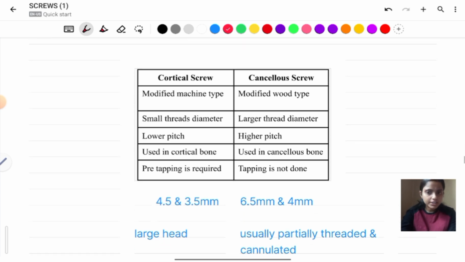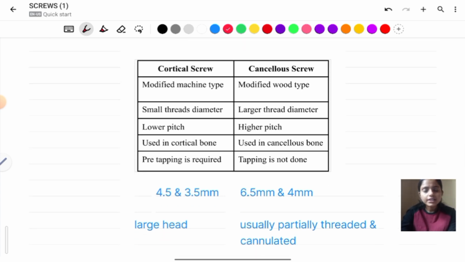Difference between the cortical screw and the cancellous screw. Cortical screw is the modified machine type. Cancellous screw is the modified wood type. Cortical screw has a small thread diameter and lower pitch, and it is used in the cortical bone, and pre-tapping is required. But cancellous screw has a larger thread diameter and higher pitch, and it is used in the cancellous bone, and tapping is not done.